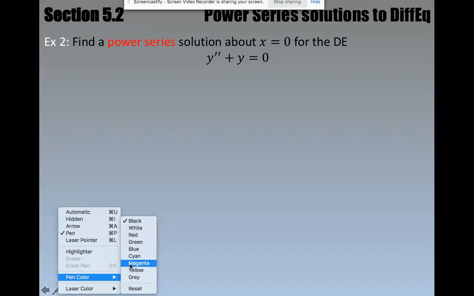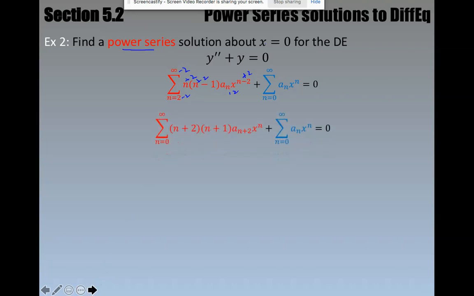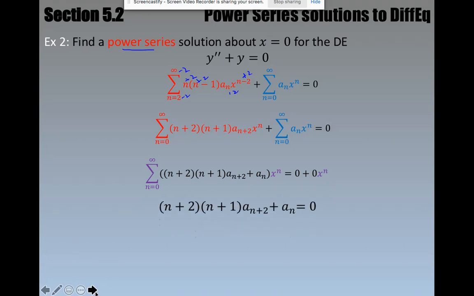All right, I want you to find a power series solution. No shift on x. This time I want the second derivative plus y is equal to 0. Do the same shift. Put it into 1. Equate the coefficients. Look for your highest index, get it by itself. Make a table.